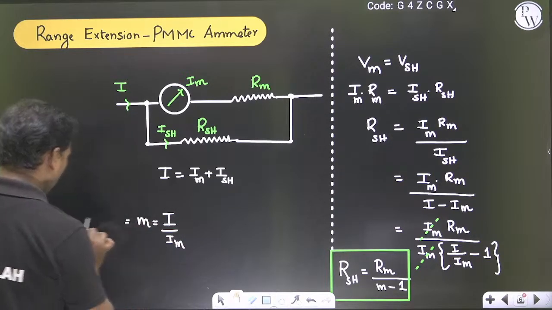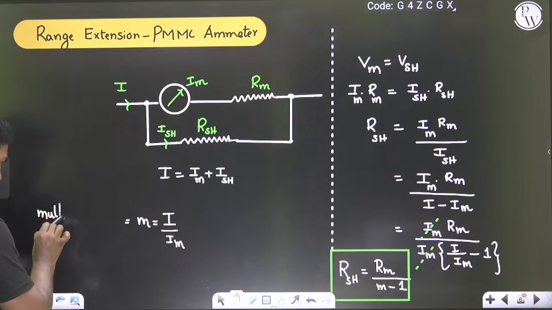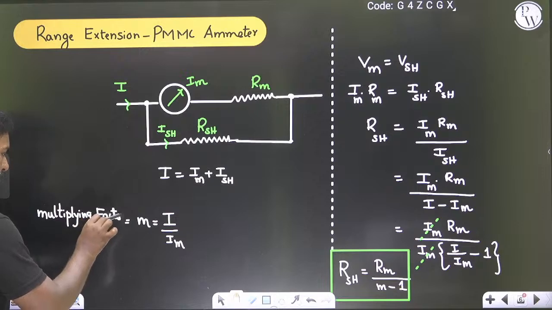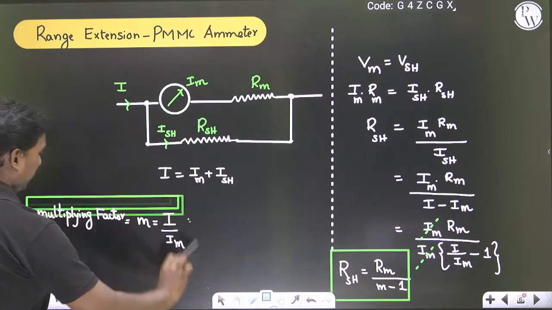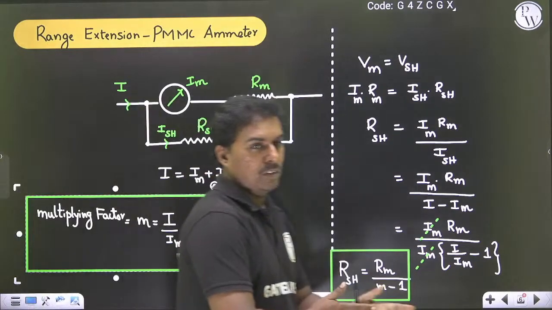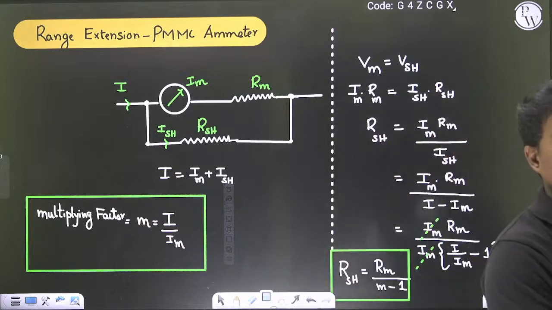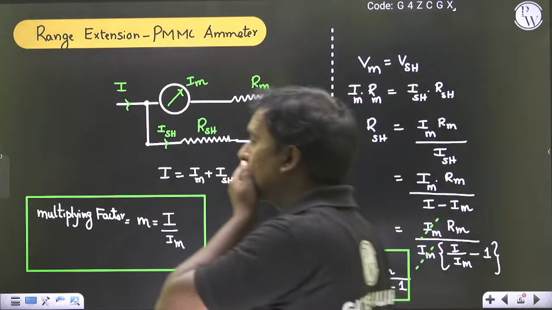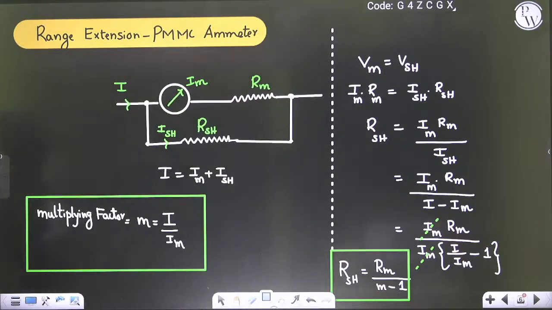This is what we call the multiplying factor for the range extension of the ammeter, I by IM. Is it clear?